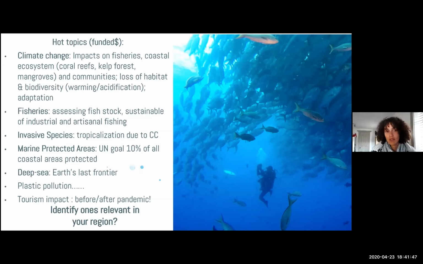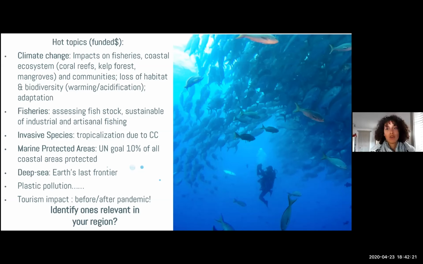And obviously, most things that are closely tied to climate change are getting a lot of funding and attention, especially the impacts on fisheries, critical coastal ecosystems, so coral reefs, mangroves, and kelp forests, as these are critical habitats sustaining biodiversity that is of interest to humans, but as well just generally biodiversity for the ocean. Also anything that affects coastal communities, so people. And then loss of habitat and biodiversity because of warming or acidification. It's getting a lot of work now. That usually requires more of an oceanography background.